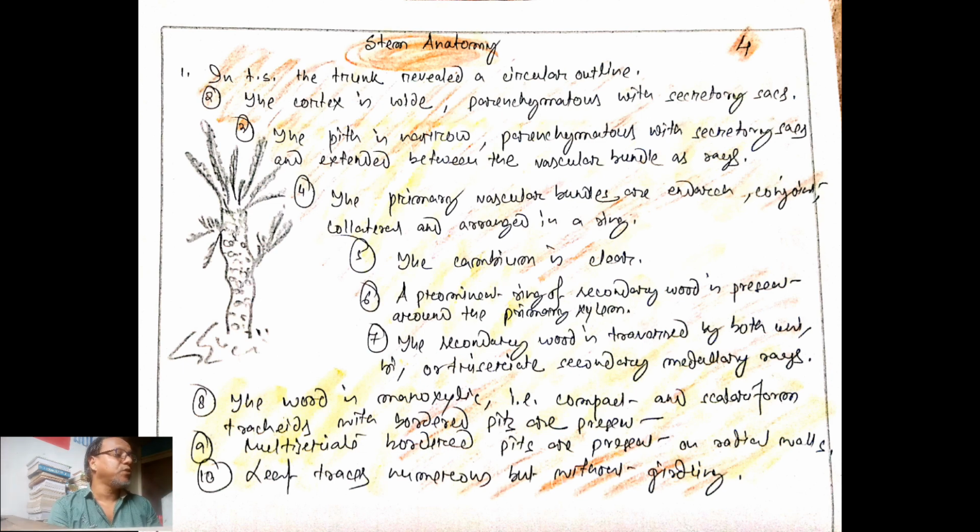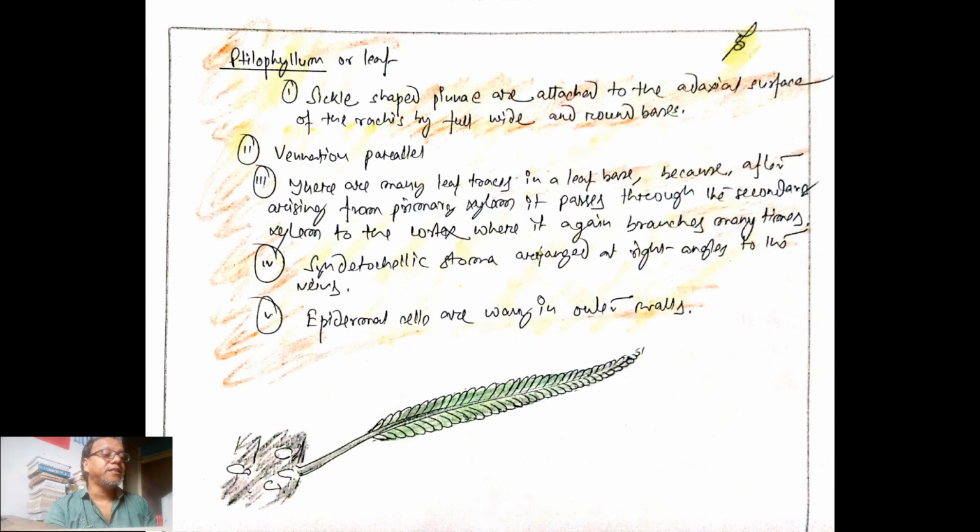Now we are moving to the fifth page. It is about the leaf, that is the form genus Tilophyllum. The first point is sickle shaped pinna are attached to the adaxial surface of the rachis by full, wide and round bases. That is, both sides of the rachis have sickle shaped pinnately arranged leaves or leaflets.